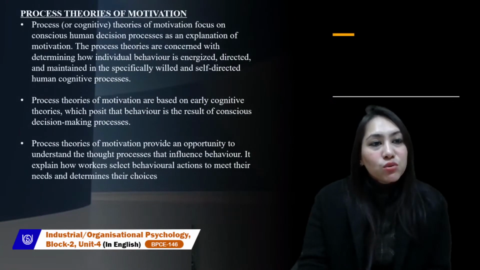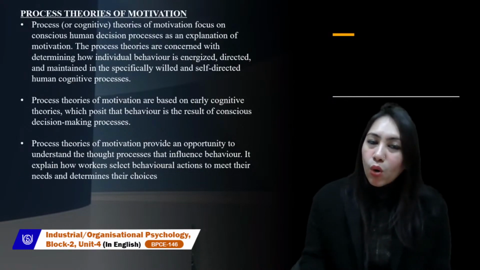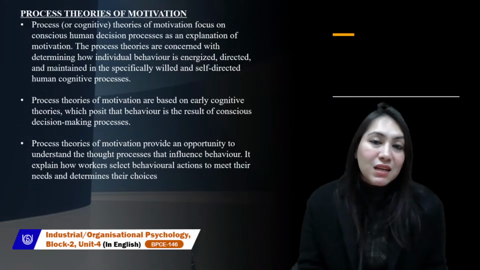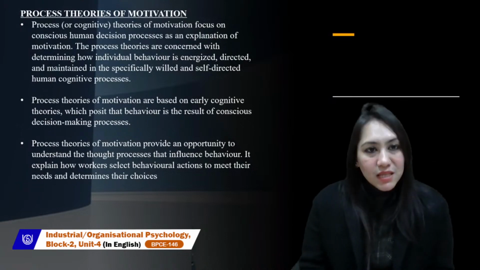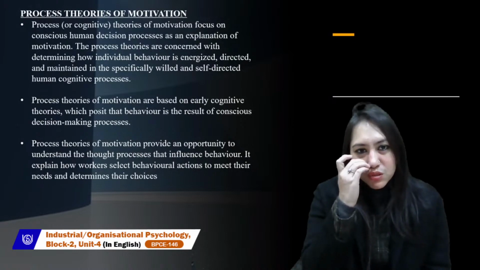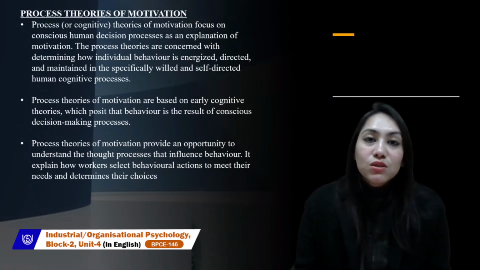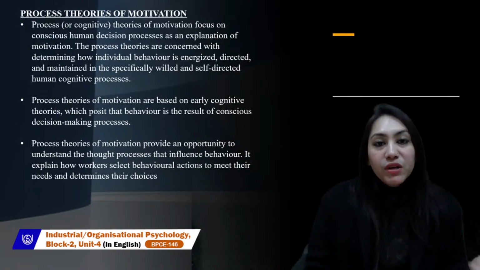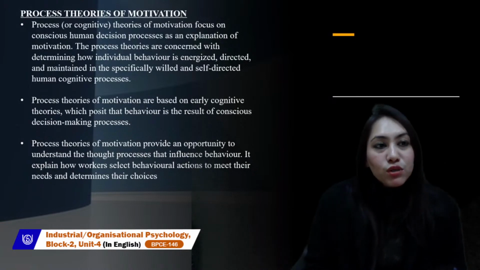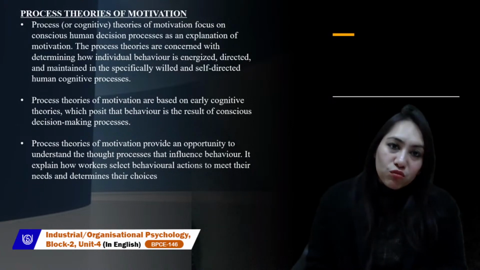Now, moving to process theories. We've done all of the content theories, which talk about Maslow, ERG, Herzberg's hygiene-motivation, and McClelland's theory. Let's move to process theories. Let's differentiate between the two. When we were talking about the content theories, those were theories that talk about need satisfaction. Process theories are more like cognitive theories, focusing on conscious human decisions and processes as an explanation of motivation.